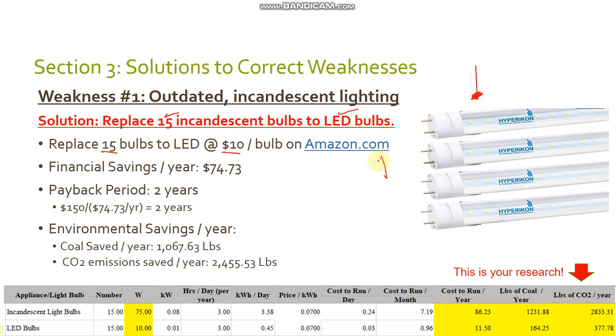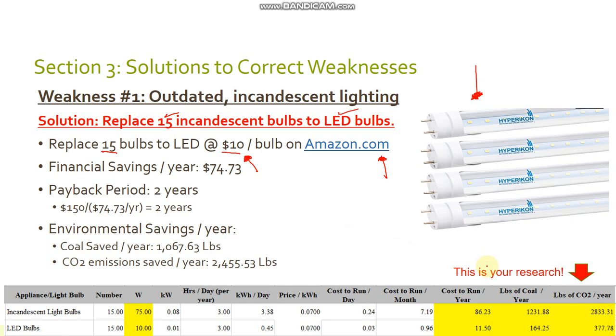Requirement number one, you need a picture of the product. Requirement number two, you need to have the exact link or store where you buy that product. Requirement number three, you need to have the exact price. You can't say, oh, you can get these light bulbs at any hardware store for under $10. No, make it easy for them. The fourth thing that you need is research.